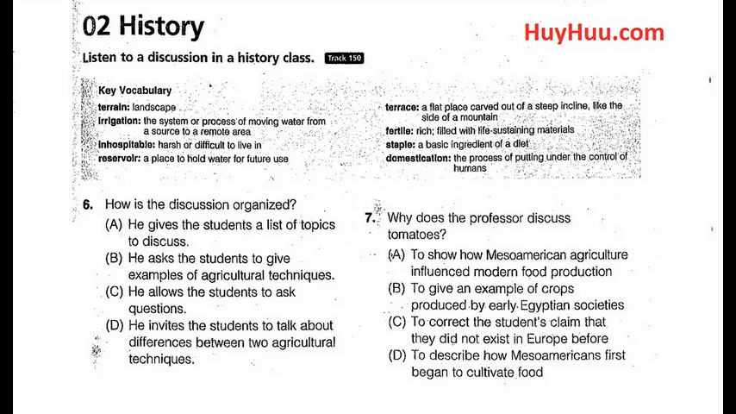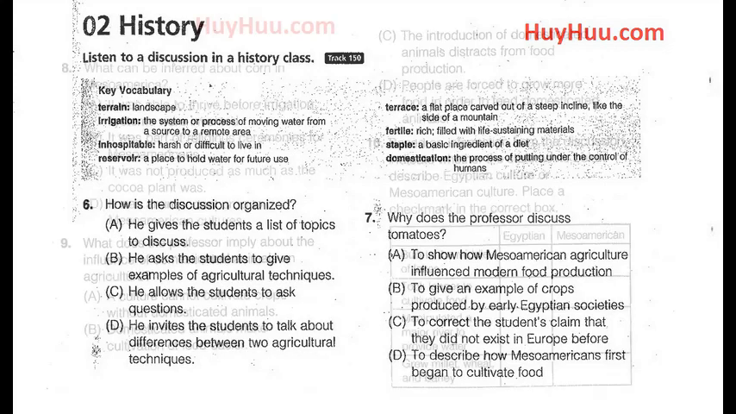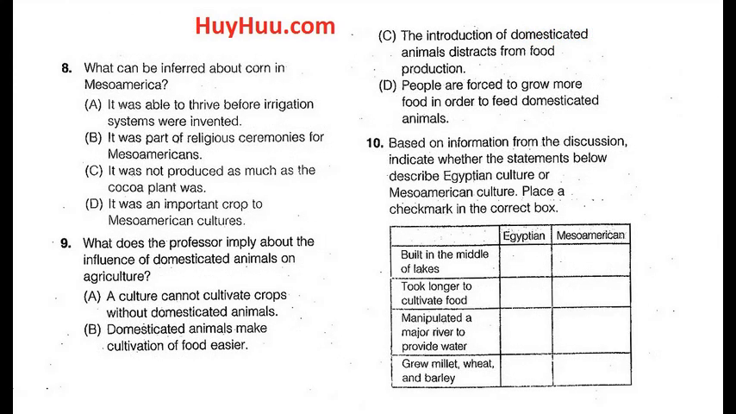6. How is the discussion organized? 7. Why does the professor discuss tomatoes? 8. What can be inferred about corn in Mesoamerica? 9. What does the professor imply about the influence of domesticated animals on agriculture?